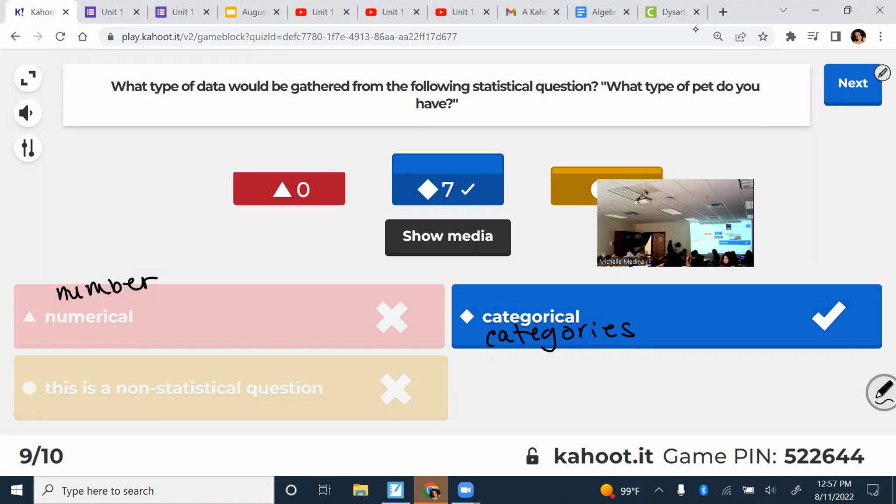So like, what type of pet do you have, class? I'm going to use a golden dog. Anything else? Anything outside the norm? Are any of these numbers? No. Categories, right? And why is it a statistical question?